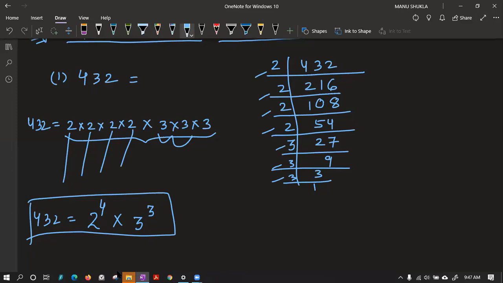Again, what we have done, we have found the prime factors and written in this form. Okay.